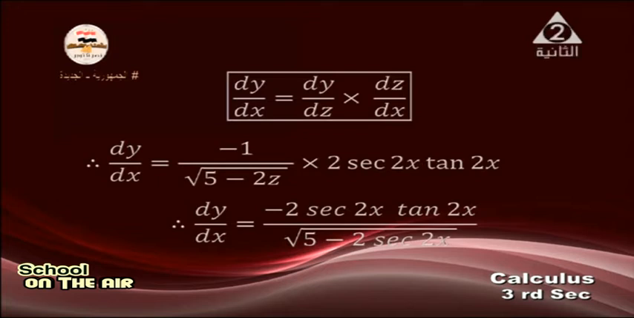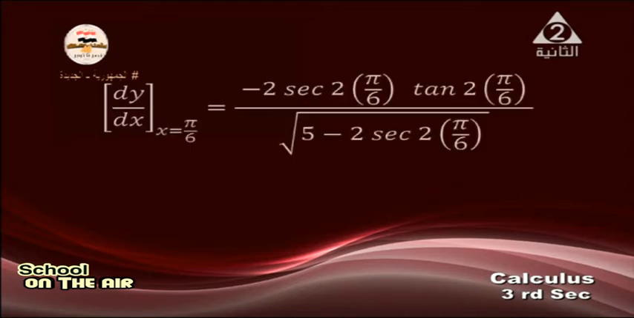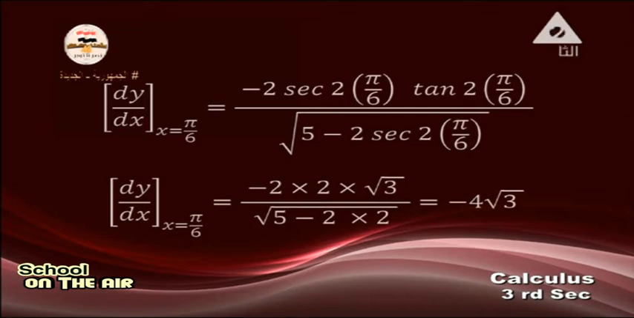Now at x equals pi over 6, dy/dx equals negative 2 sec 2 times pi over 6, tan 2 multiply pi over 6, over square root of 5 minus 2 sec 2 multiply pi over 6. We can use the calculator. Then dy/dx at x equals pi over 6 equals negative 2 multiply root 3 all over square root of 5 minus 2 times 2, which equals negative 4 root 3.